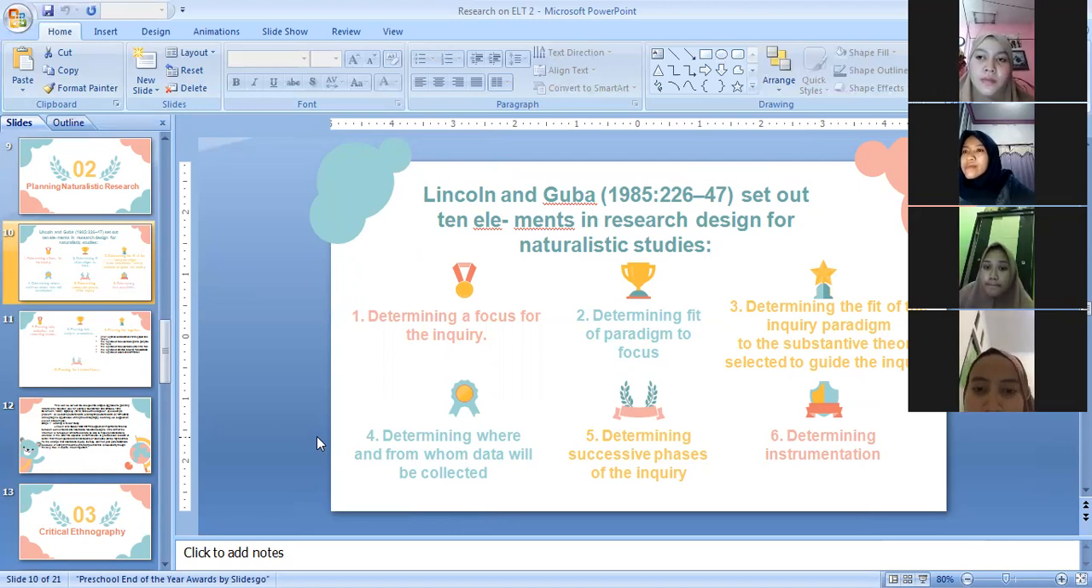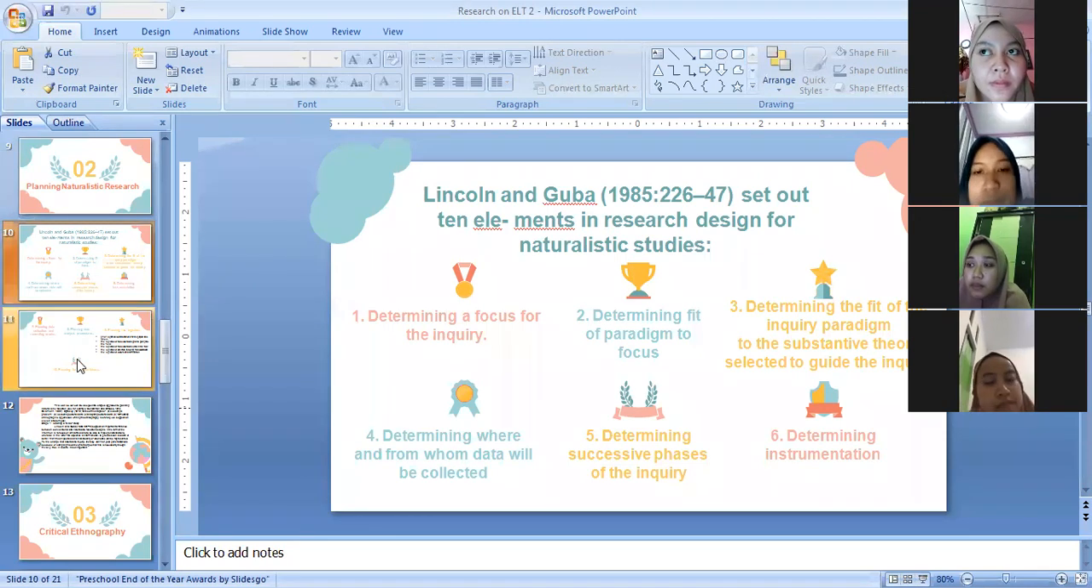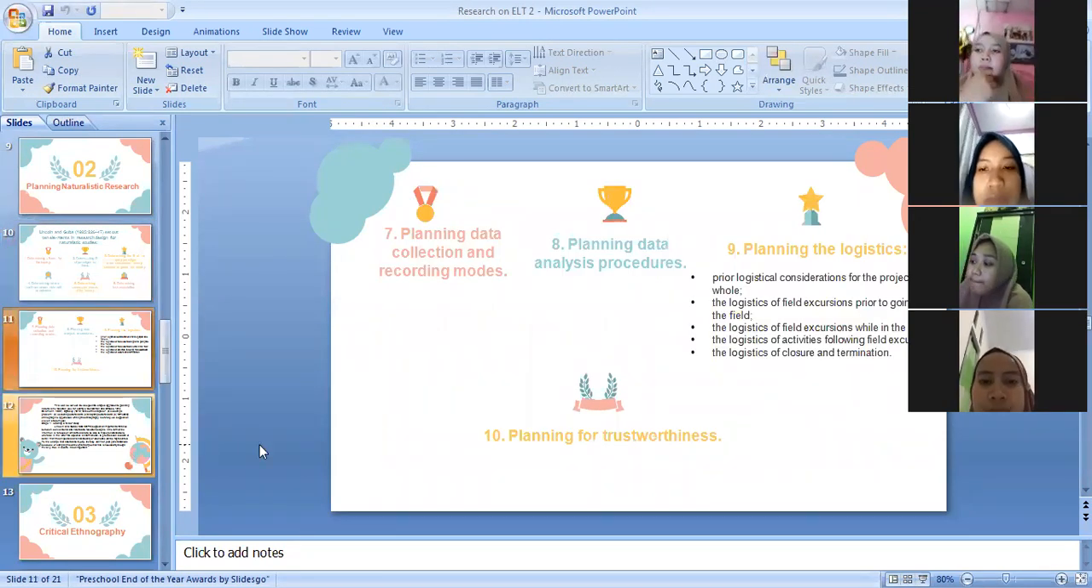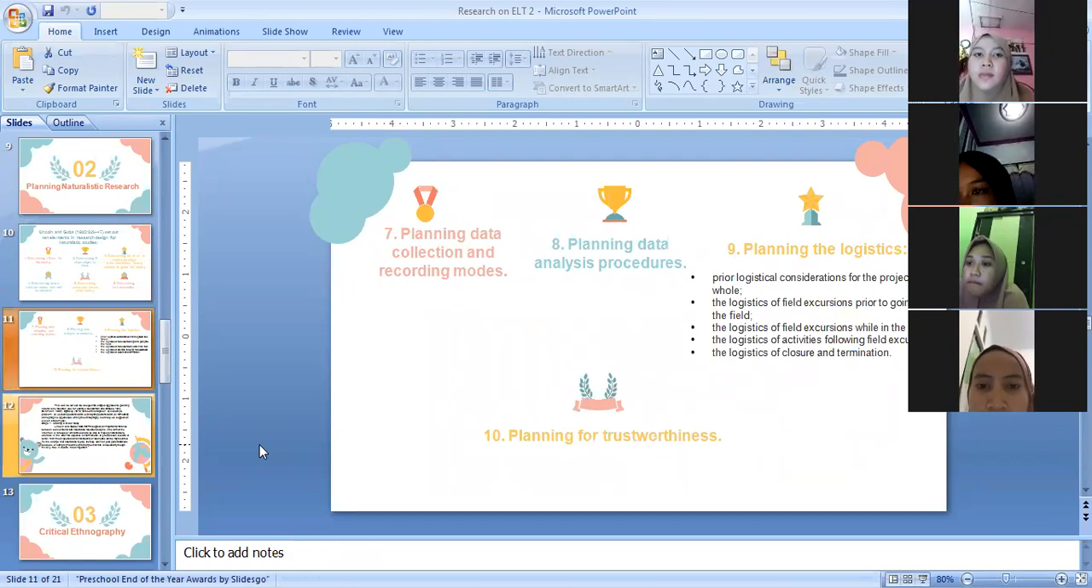Five, determining successive phases of the inquiry. Six, determining instrumentation. And seven, planning data collection and recording modes. Eight, planning data analysis procedures. Nine, planning the logistics: prior logistical considerations for the project as a whole.